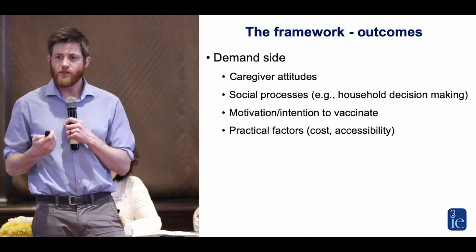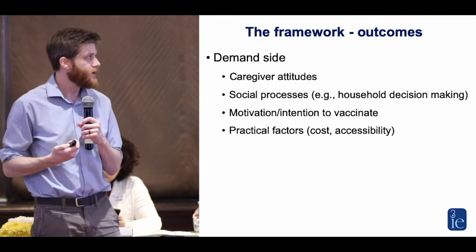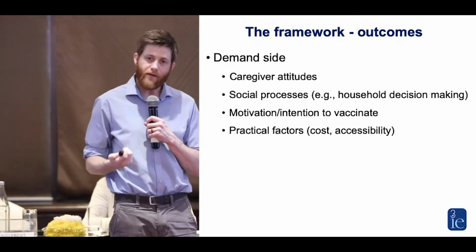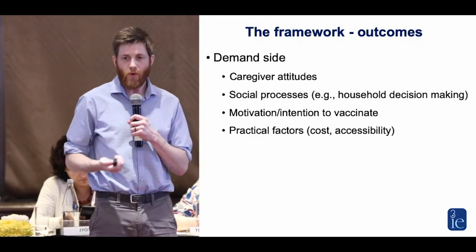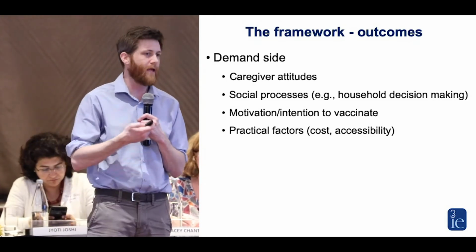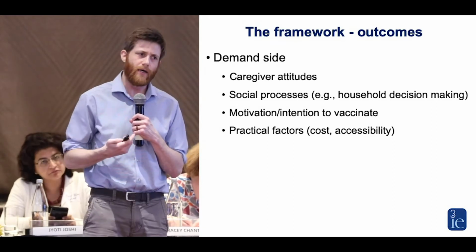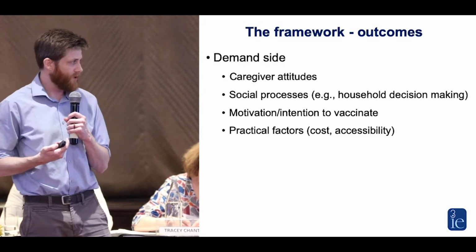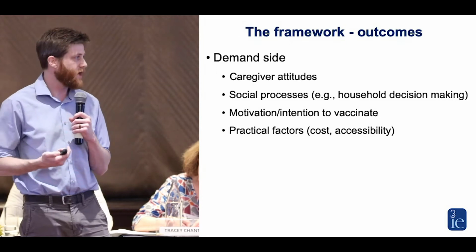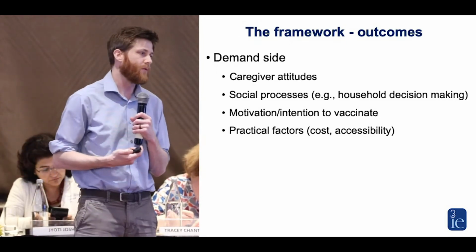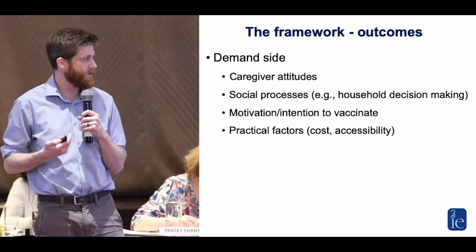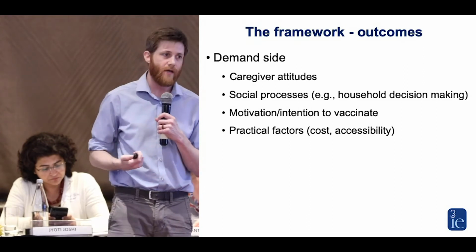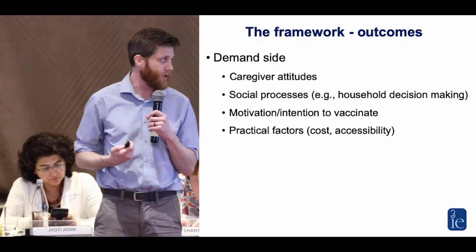On the outcomes, there are three main categories of outcomes. So one is the demand side outcomes. This encompasses caregivers' attitudes about vaccination, social processes like household decision making. What are the social factors that go into play in helping to determine decisions about vaccination for young children? Caregivers' motivation and intention to vaccinate, which is a step beyond just their general attitudes about it. And also, of course, practical factors like the accessibility of vaccination services, costs to caregivers in particular.